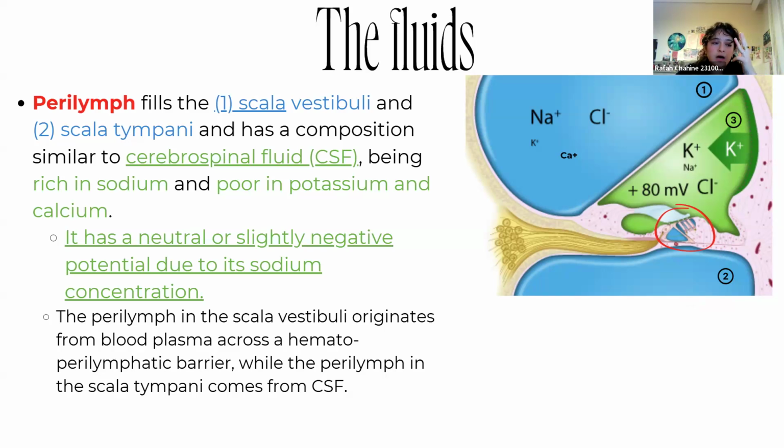It has a very neutral or a slightly negative charge. In the scala vestibuli, it comes from the blood plasma across the hematoperilymphatic barrier. And in the scala tympani, it comes directly from the CSF.